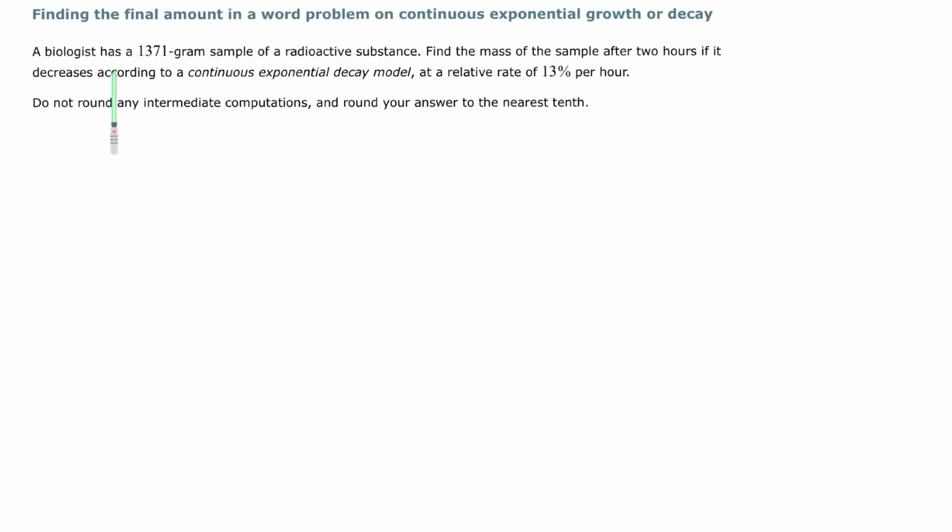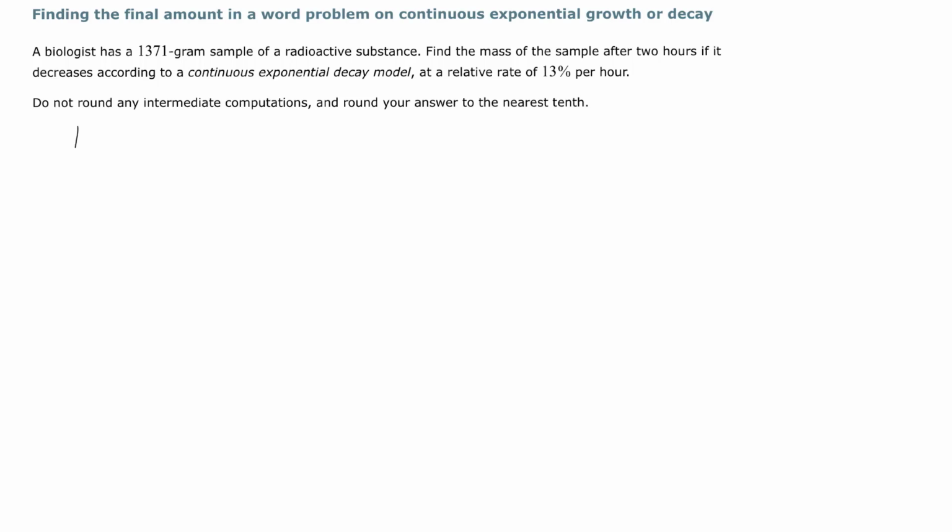A biologist has a 1,371 gram sample of a radioactive substance. Find the mass of the sample after 2 hours if it decreases according to a continuous exponential decay model at a relative rate of 13% per hour. Let's translate our vocabulary. What is a continuous exponential decay model? And we're looking at the mass. The mass of this radioactive substance is actually decaying.